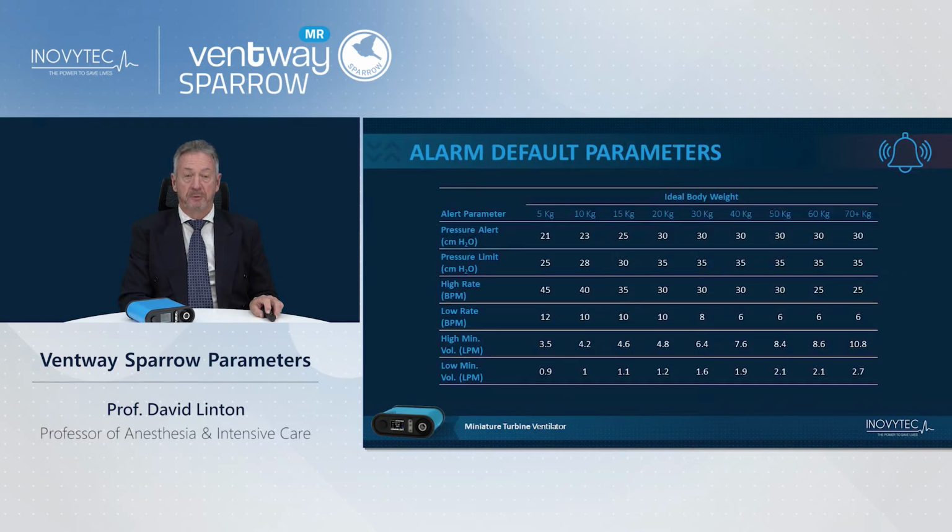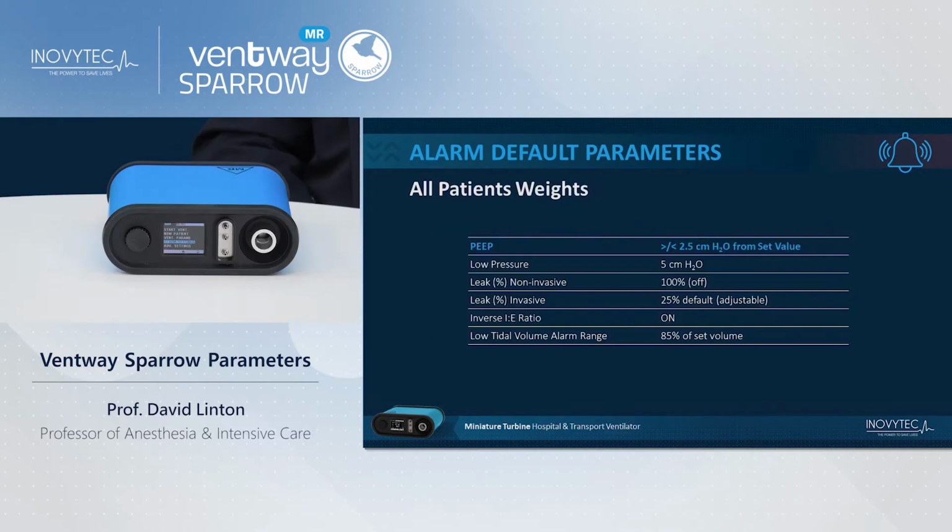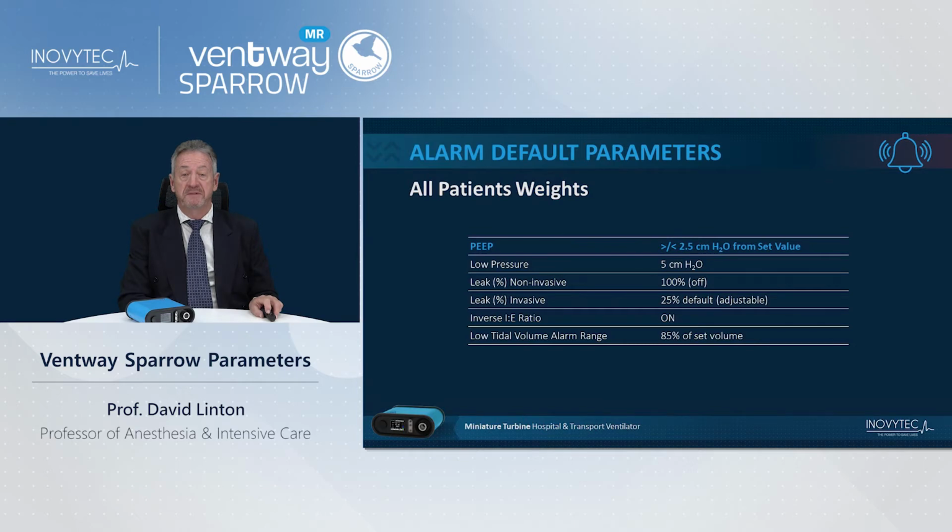The alarm default parameters are also very specific to the weight of the patient, child or adult, and the pressure limit that's allowed, the high rate that's allowed, the low rate alarm that's allowed, breaths per minute, the high minute and low minute ventilation parameters are set according to the weight. The PEEP level will alarm if it's more than 2.5 centimeters from the set value.